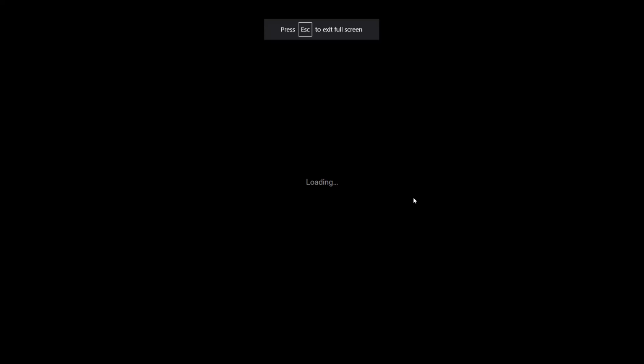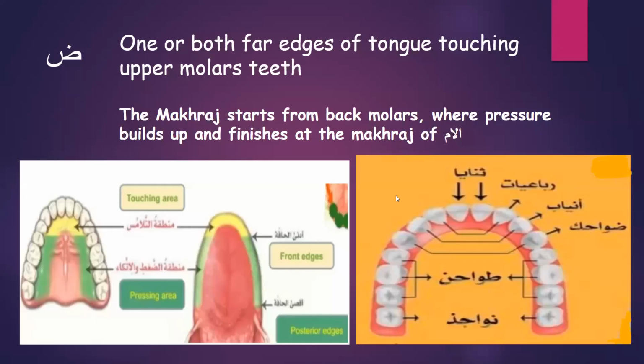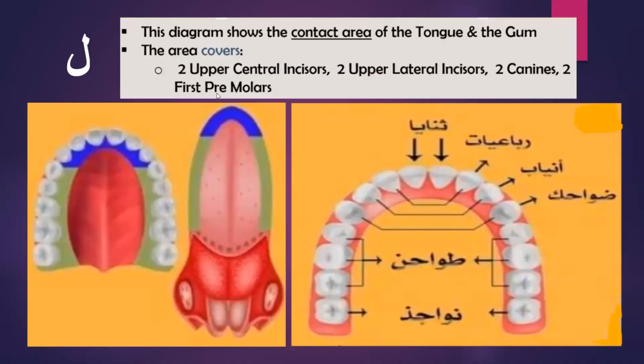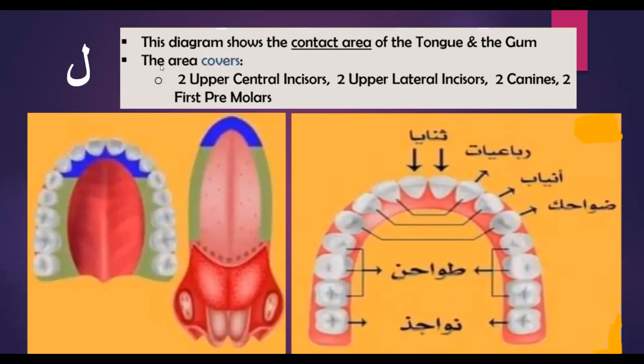So here in this picture, you can see this diagram shows the contact area of the tongue and the gum. The area covers 2 upper central incisors, 2 upper lateral incisors, 2 canines, and 2 first premolars. And I explained that earlier as well. So here you can see the picture from one dahik to another dahik. All of these teeth are involved when you're trying to say the lam. If you memorize the names of these teeth, this will help you in the long run.